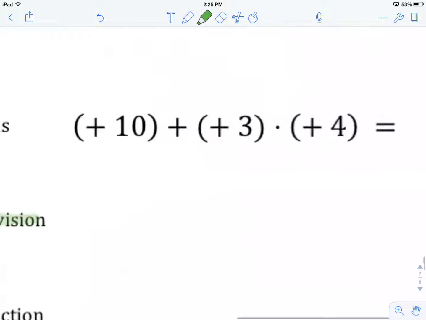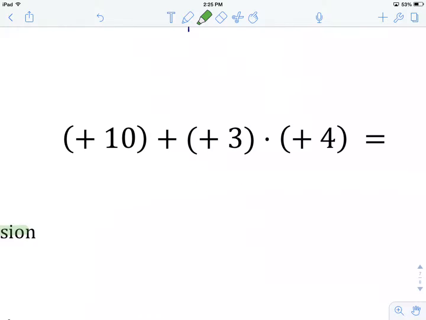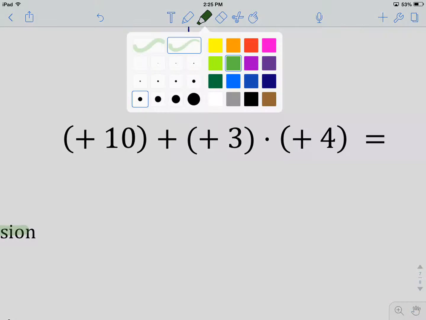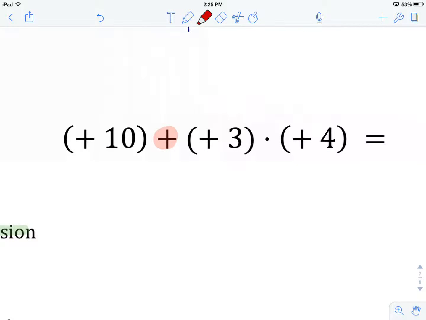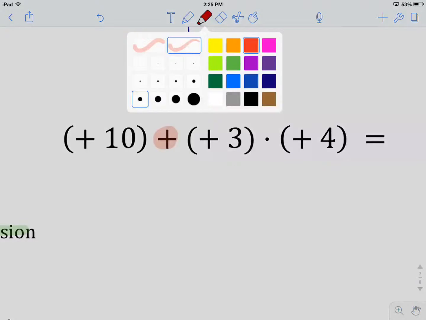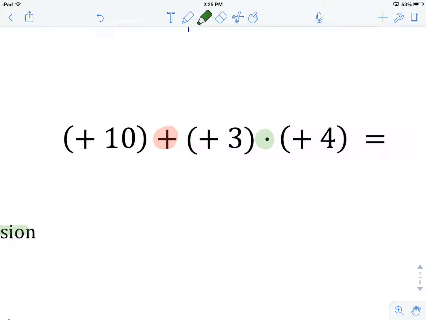So let's start. Here we have positive 10 plus positive 3. So I don't want to do that one first because that's got addition in there. I'll just highlight that. That's got addition. I'm looking for multiplication and division. We're just going to let that one go right by. And then we've got a positive 3 times positive 4. Now this one's looking promising because that one has multiplication and division in it, specifically multiplication. So this is the operation I'm going to perform first.